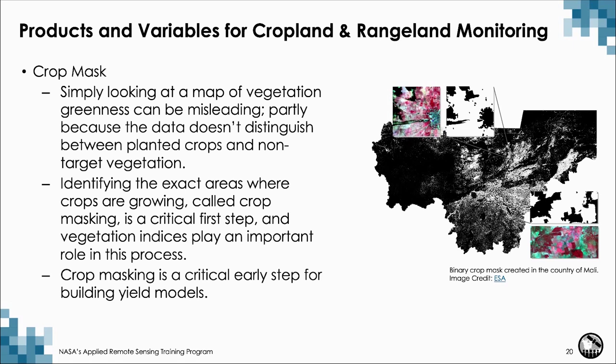Some ways of creating a crop mask are to identify the vegetation that follows the typical crop growth cycle of the targeted crop for a given area. This can be determined by understanding the crop calendar and phenology of a crop derived through a time series of NDVI images.